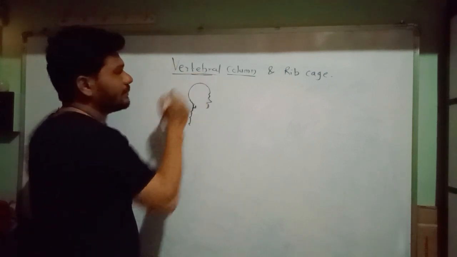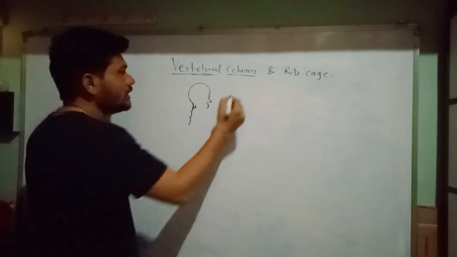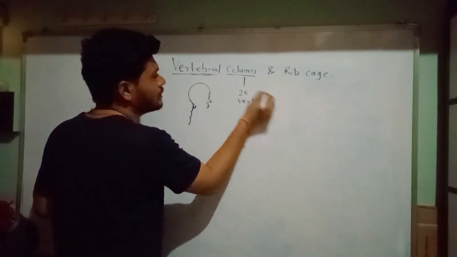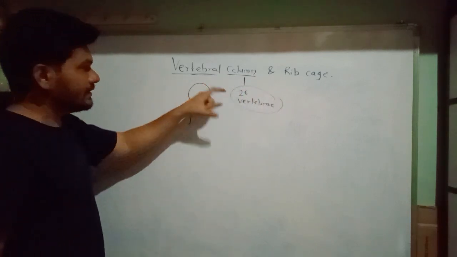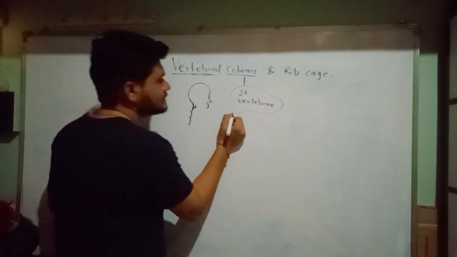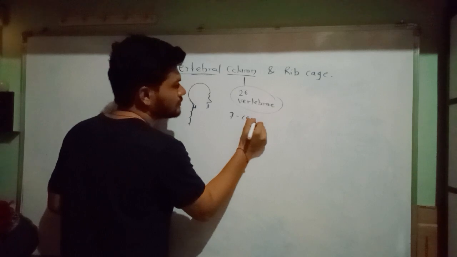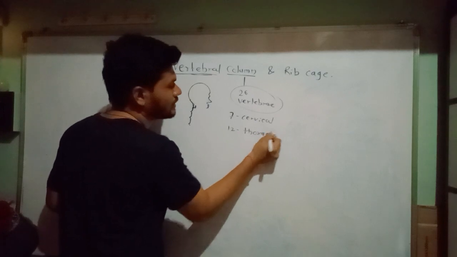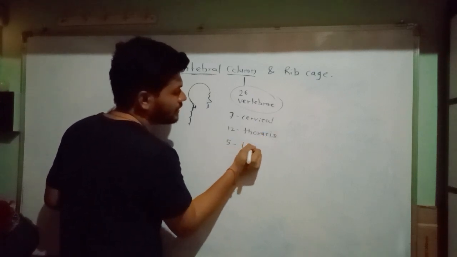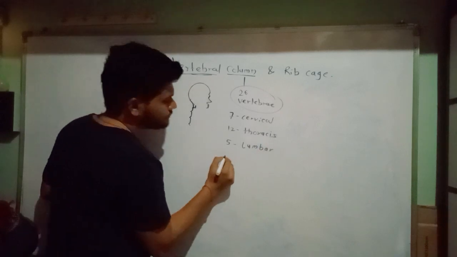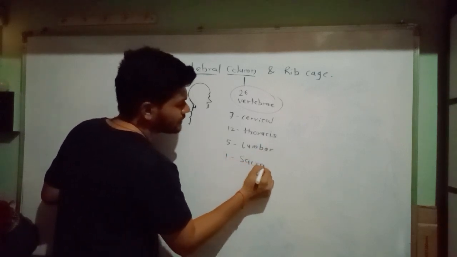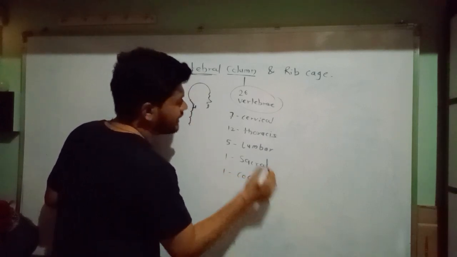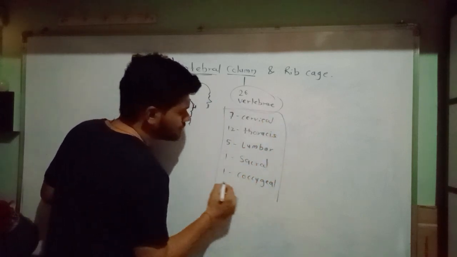So we all know that the vertebral column is made up of 26 vertebrae. You can divide these 26 vertebrae as follows. There are 7 cervical vertebrae, then 12 thoracic vertebrae, then 5 lumbar vertebrae, 1 sacral vertebra, and 1 coccygeal. So here you can divide it into these 5 sections.